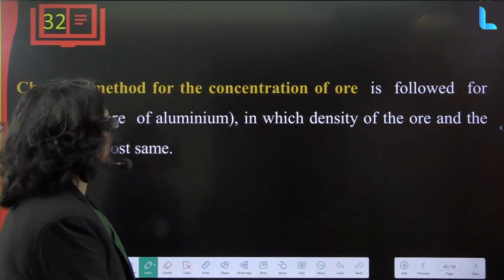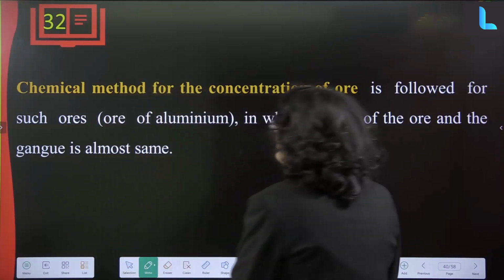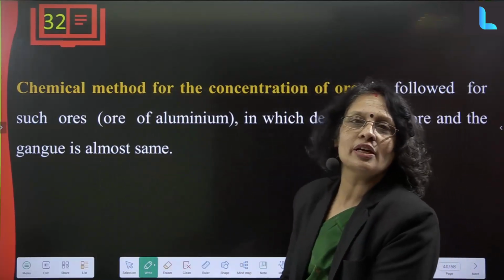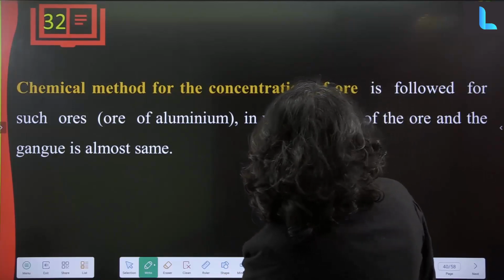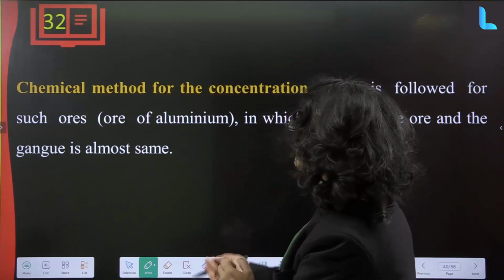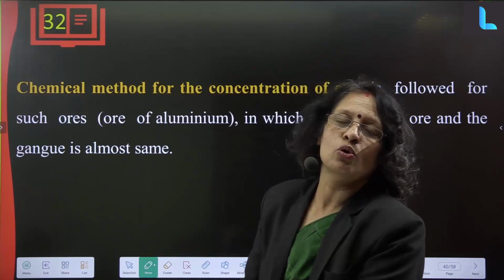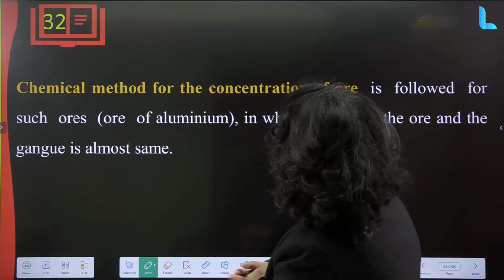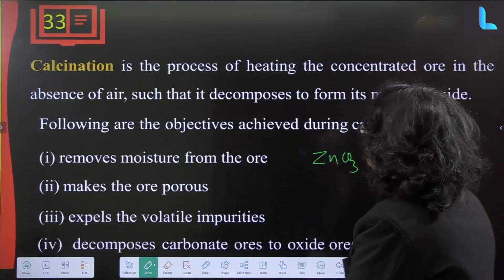Next we are seeing the chemical method for concentration, followed for ores such as bauxite, the source of aluminium. This method has another name, called leaching, in which the density of the ore and the gangue is almost the same. So here the ore will be treated with sodium hydroxide, it converts to sodium aluminate, and like that it will be separated from the impurities.